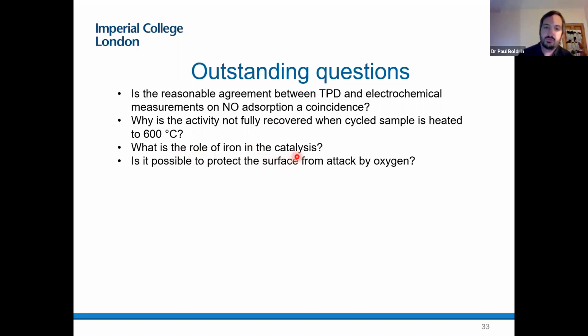What is the role of iron, which we didn't manage to work out? And is it possible to modify the surface to protect from attack by oxygen?